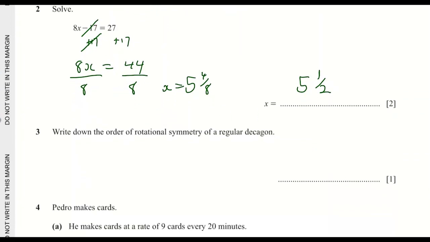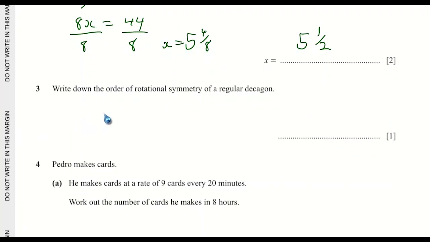Question 3. Write down the order of rotational symmetry of a regular decagon. Any regular shape has the order of rotational symmetry equal to the number of sides. Since a decagon has 10 sides and it is a regular decagon, that implies the order of rotational symmetry equals the number of equal sides. So that will be 10.